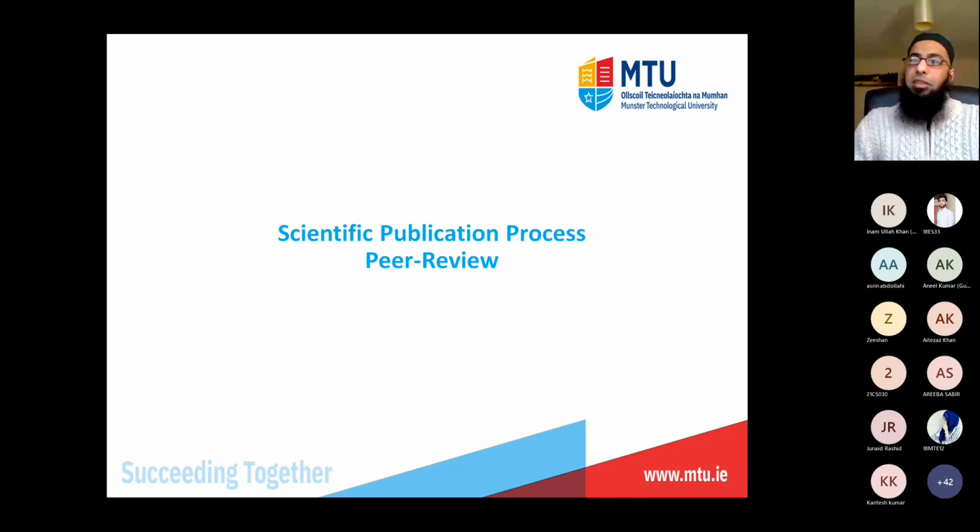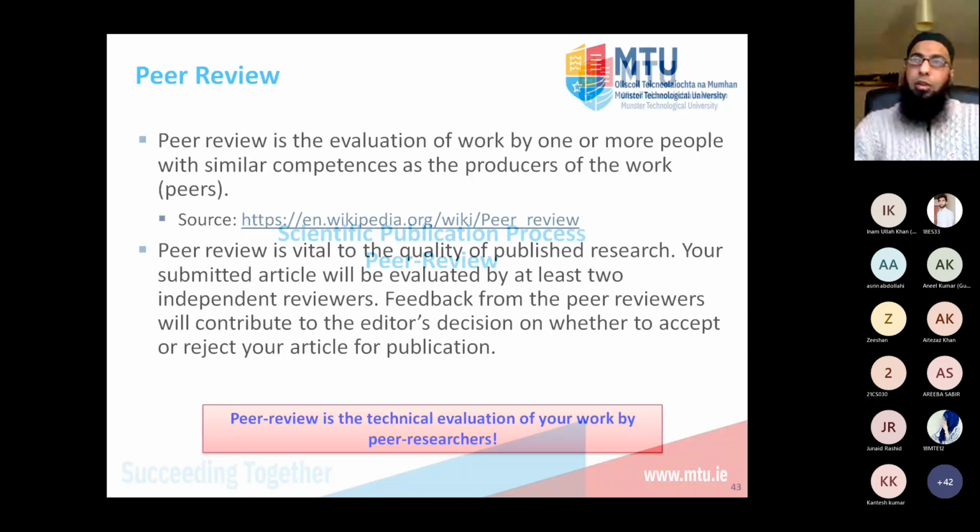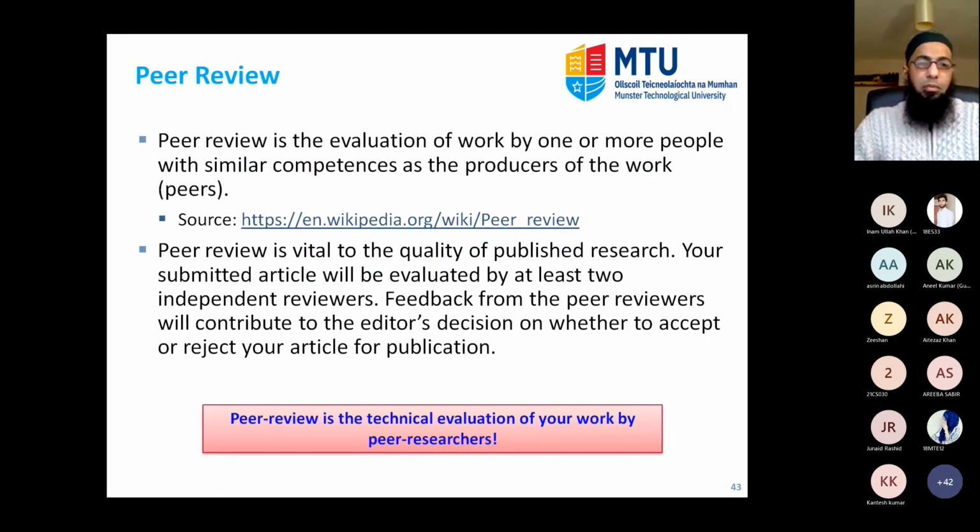Let's move to the scientific publication process, or in simple words, the peer review process. So what is peer review? Peer review is basically the evaluation of a work by one or more people with similar competences as the producers of the work. This is important. The reason is that peer review ensures the quality of published research.